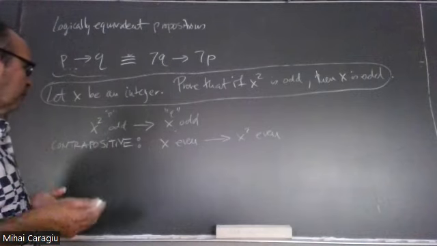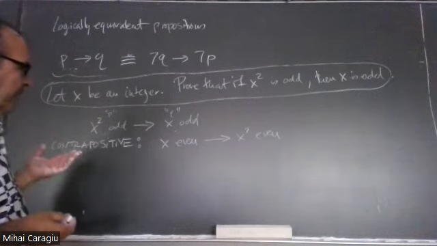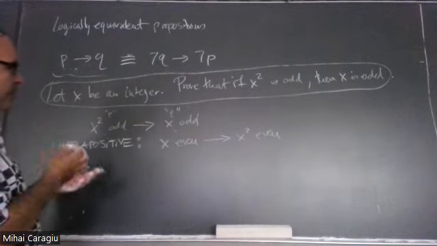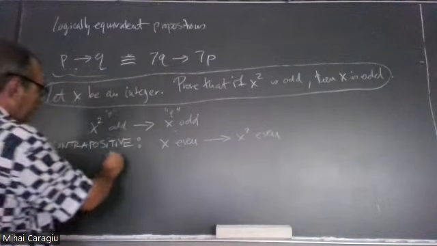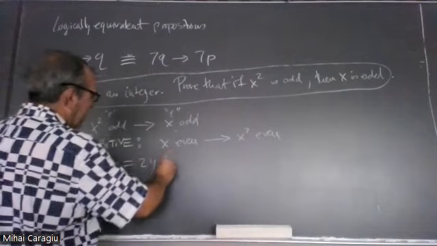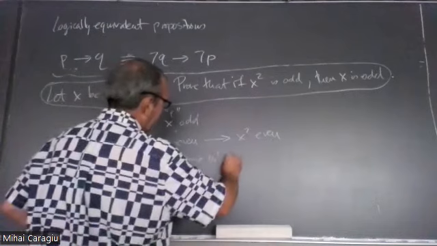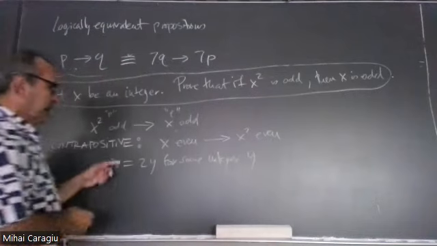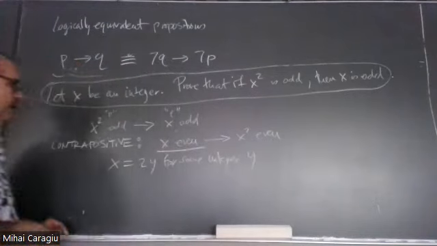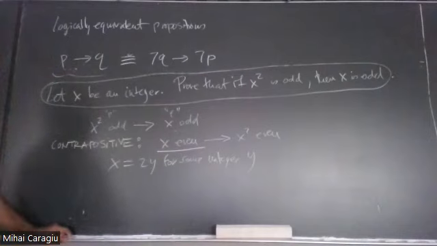So let's try to write in a mathematical form that x is even. An even number is twice some other number. So x equals 2y for some integer y. That means x is even. So then, does it follow that x squared is even? What will be x squared then?